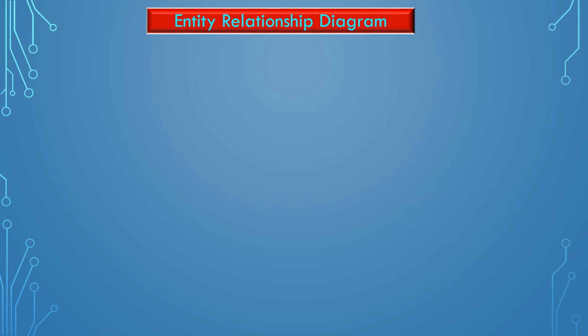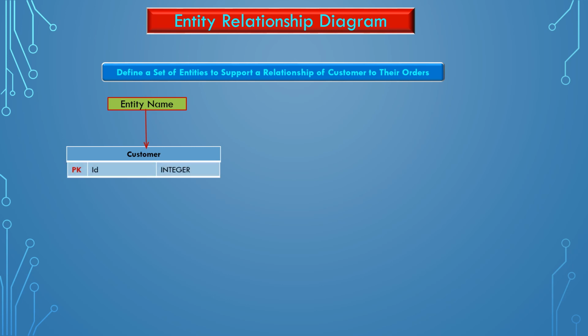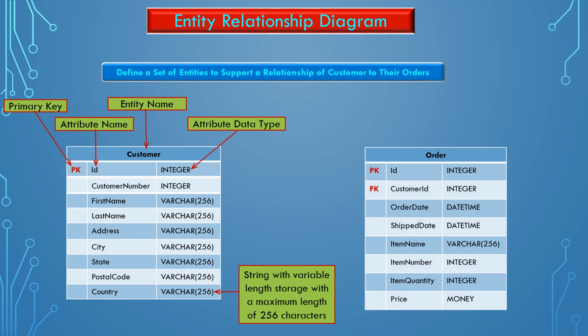Let's take a closer look at an entity relationship diagram. In this example, we will define a set of entities that will support a relationship of a customer to a set of its orders. To do this, we will first define an entity and assign it the name customer. Then we will add a column and give it a name of ID, and assign the ID column as a primary key, and make its data type of type integer, followed by other required columns. Here the data type varchar 256 is a string data type with a variable length storage that has a maximum length of 256 characters. Then we will create the order table with its required columns.